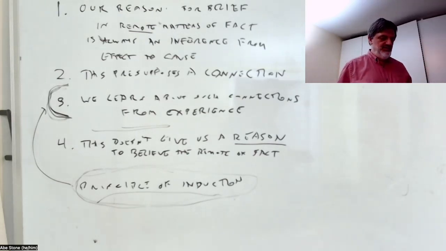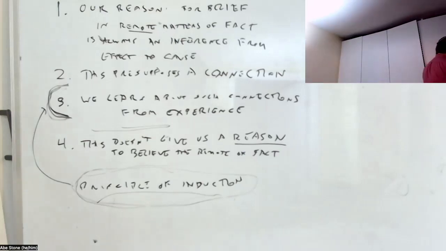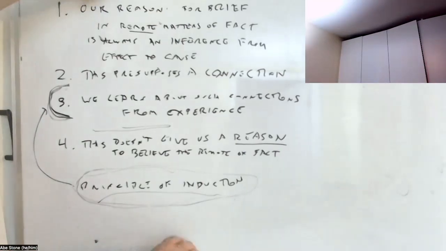So in order to answer that, Hume goes into this detailed discussion of what belief actually is. That's part two of section five. What is belief?